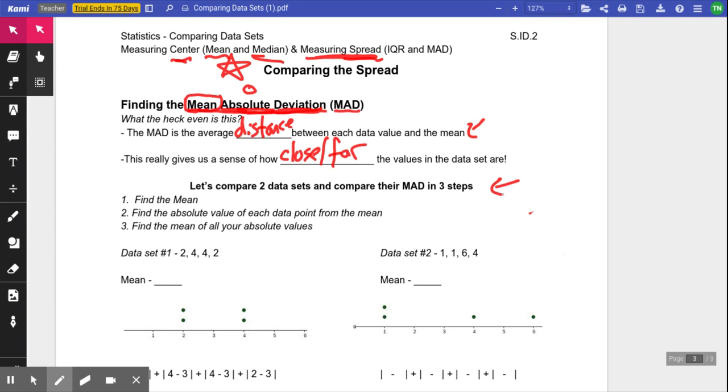It says, let's compare two different data sets and compare their mean absolute deviation in just 3 steps, right? As easy as 1, 2, 3, okay? And you see this over here to the left. Number 1, it says find the mean, which we know how to do. We're going to do that together right here.